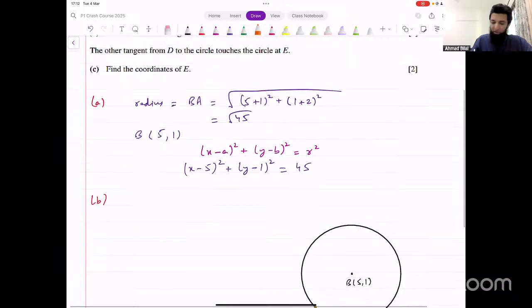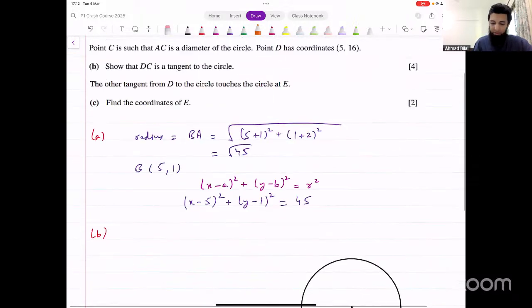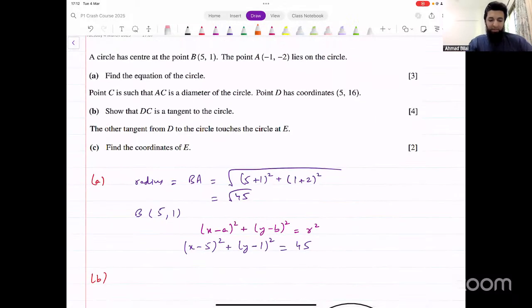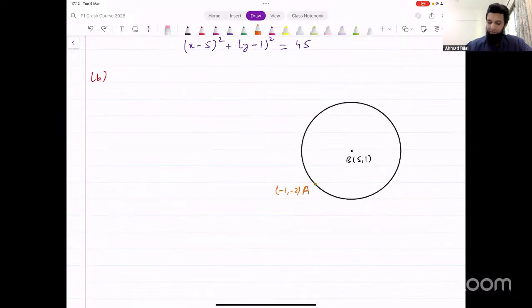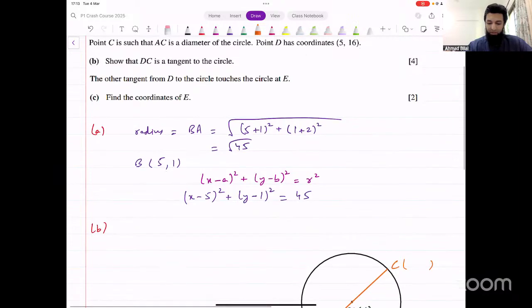Now we have this point A. We know the coordinates of the point A are minus 1 and minus 2. Let me just write them down here, minus 1, minus 2. Now they're saying C is such that AC is a diameter. So there's some point C somewhere such that AC becomes the diameter of the circle. Where's the point C going to be? If AC is the diameter, it's going to look like this. It will be on the other side of the center. This point here is C. Now, we don't know what the coordinates of C are yet, but we can find them if we need to. But let's see what they're asking for next.